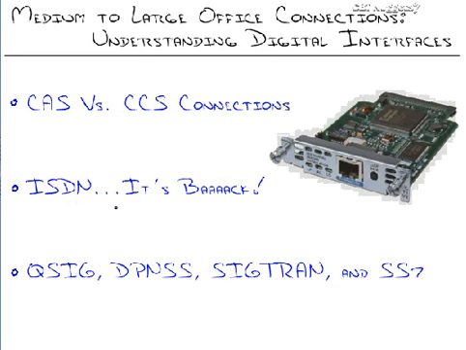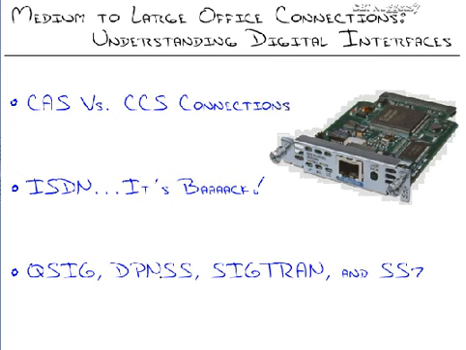Now, the second thing we'll talk about is ISDN. It's back. Everybody's thinking, oh, ISDN is gone. DSL and cable modems are in. But ISDN is everywhere in the traditional telephony world. A lot of our PSTN connections will run on ISDN. A lot of our PBX to PBX communication will run on ISDN. But ISDN is just one flavor of something known as CCS.